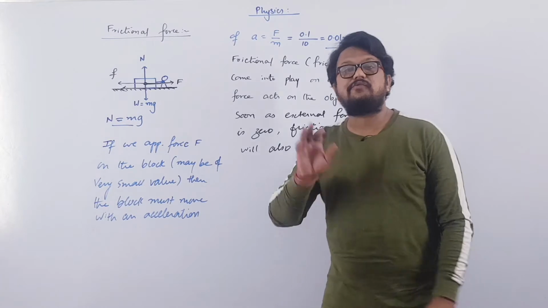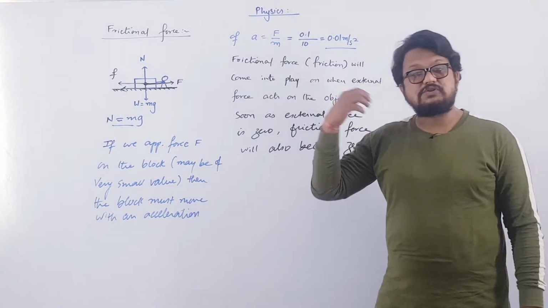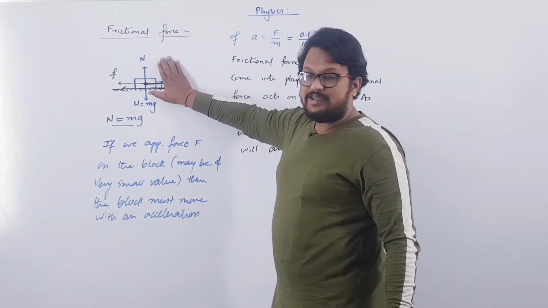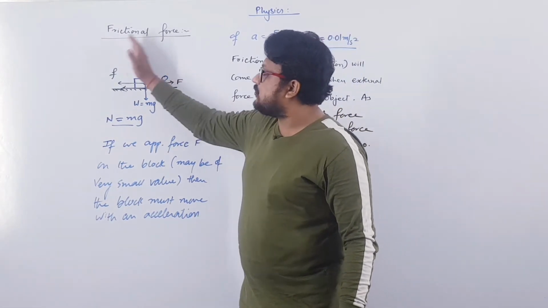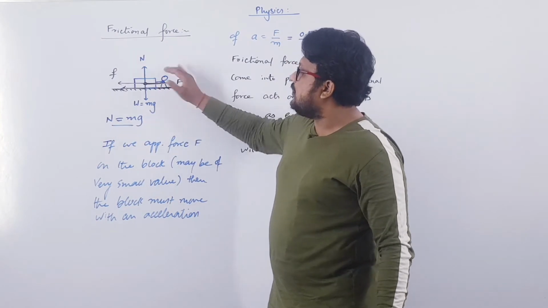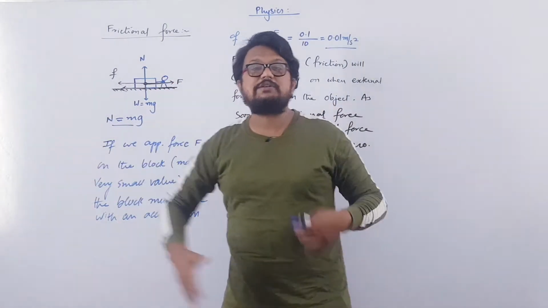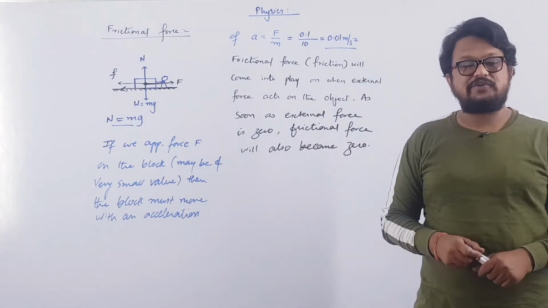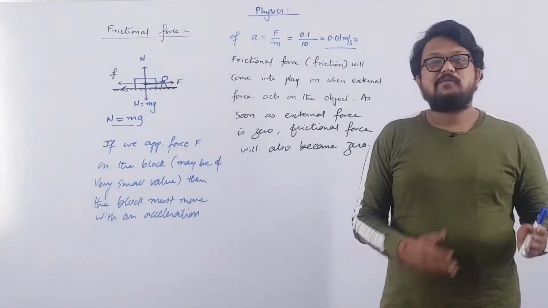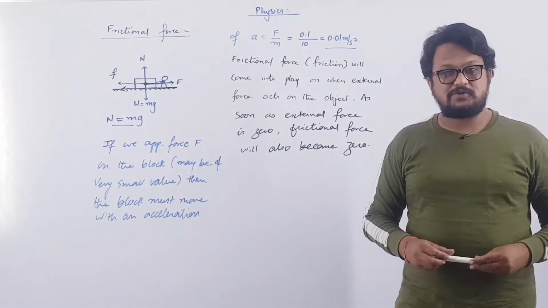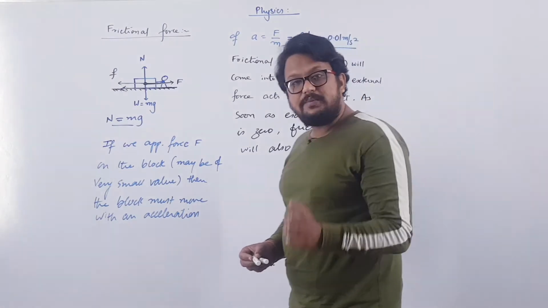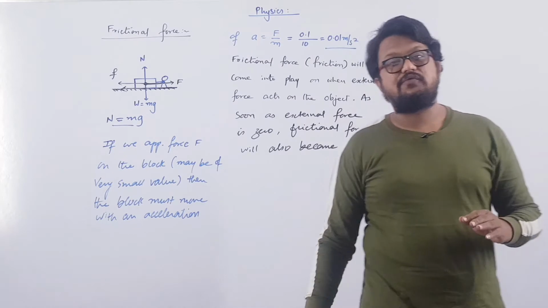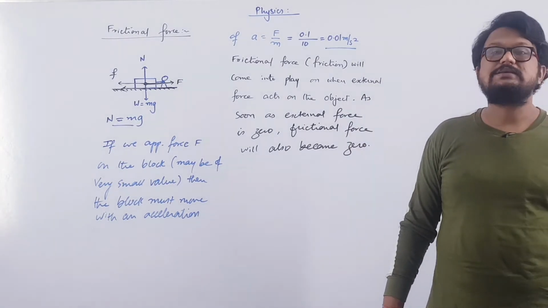It means that frictional force will come into play or will exist only when you are applying the force. Otherwise, suppose your force is zero and frictional force is already there, then due to this frictional force, the object should move on its own, right? Which is not possible. If you keep a bottle over here and due to the frictional force it keeps on moving, then the bottle will keep on moving on its own, which is not possible. So frictional force will come into play only when some external force is acting on a body. As soon as external force is zero, frictional force will also be zero.